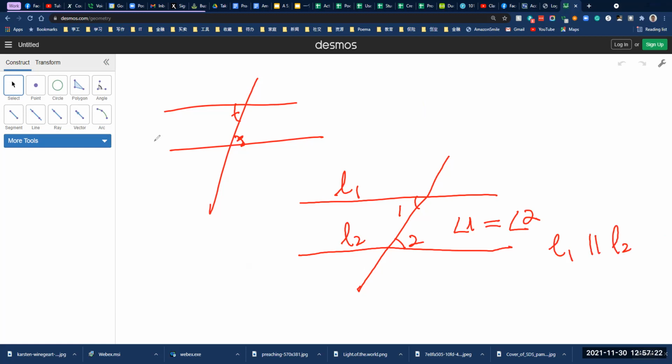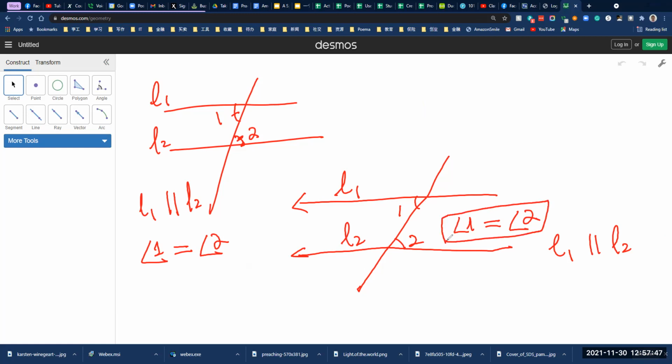The one we put earlier said if L1 and L2 are parallel, then angle 1 and angle 2 have to be congruent. Now we are saying the other way around: if angle 1 and angle 2 are congruent, then L1 and L2 must be parallel. Okay, so that's what we have for today.